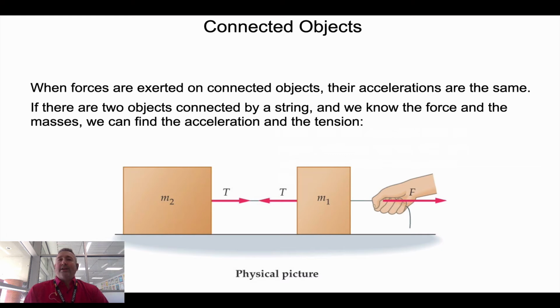However, we've got 2 objects, so you can see here, the hand is putting a force on the first object. The first object then is putting tension on the string between that and the second object. The tension on the string is the same. Now, both of these objects, assuming we have friction, are going to resist the force as well.